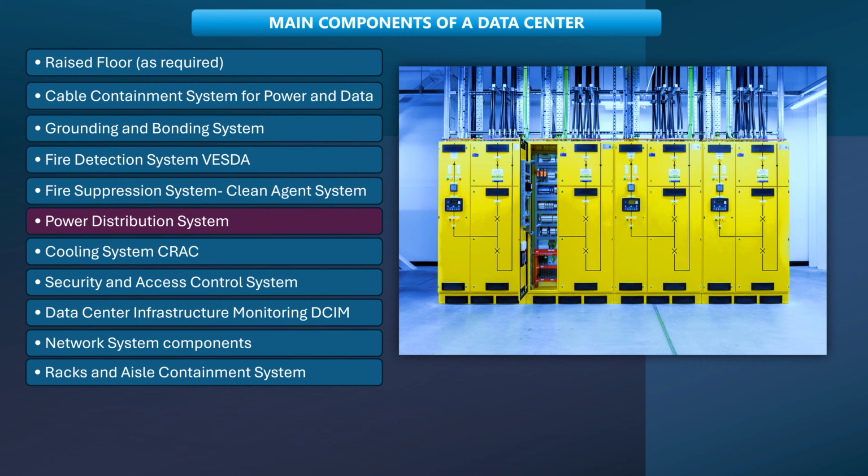A data center power distribution system typically includes power distribution units, PDUs, uninterruptible power supplies, UPS, and circuit breakers. PDUs distribute power to multiple servers, while UPS systems provide backup power during outages. The system ensures availability and reliability by delivering power to all in-use IT equipment.